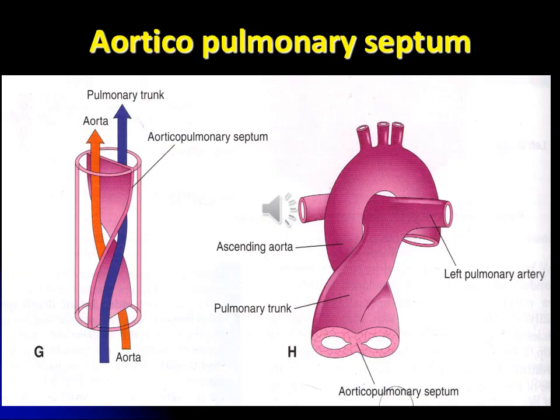The spiral septum is also called aorticopulmonary septum. Perhaps this is a better name, because it indicates that this particular septum is separating the aorta and the pulmonary trunk in a spiral fashion, so that the aorta will come from the left and the pulmonary trunk will come from the right ventricle.